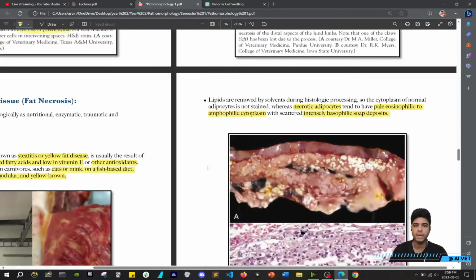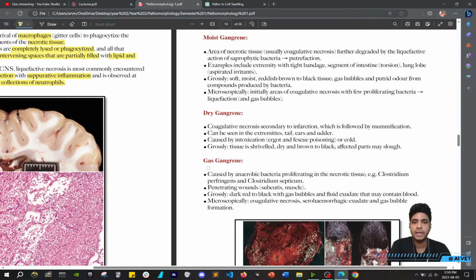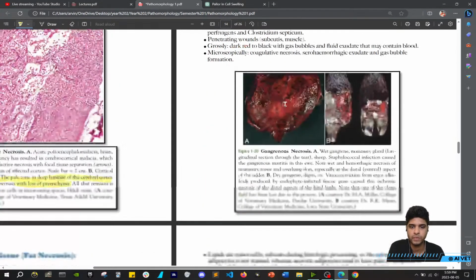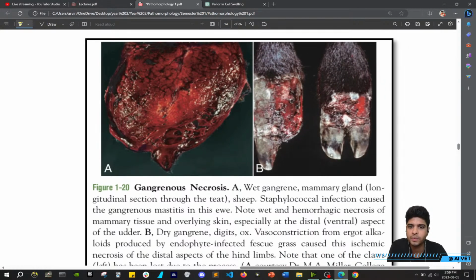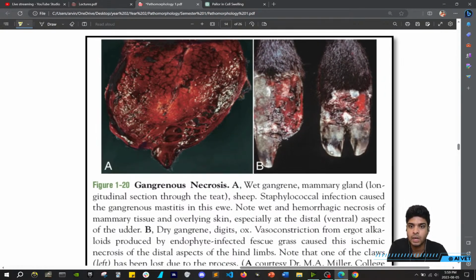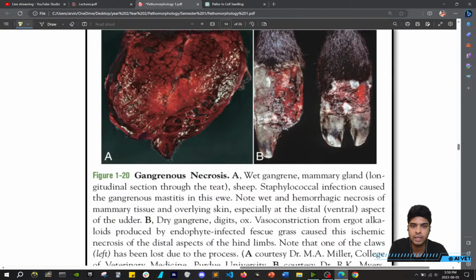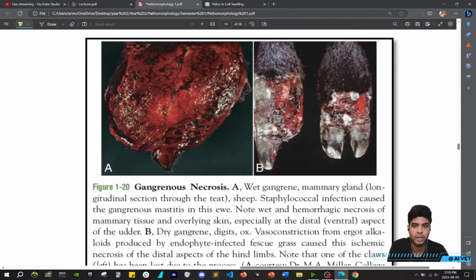The last part, guys, for today: moist gangrene, dry gangrene, gas gangrene. So gangrenous necrosis, what does it even mean? First, let's see the image so that we get a picture. Dark, reddish, black. A is a wet gangrene and B is a dry gangrene.